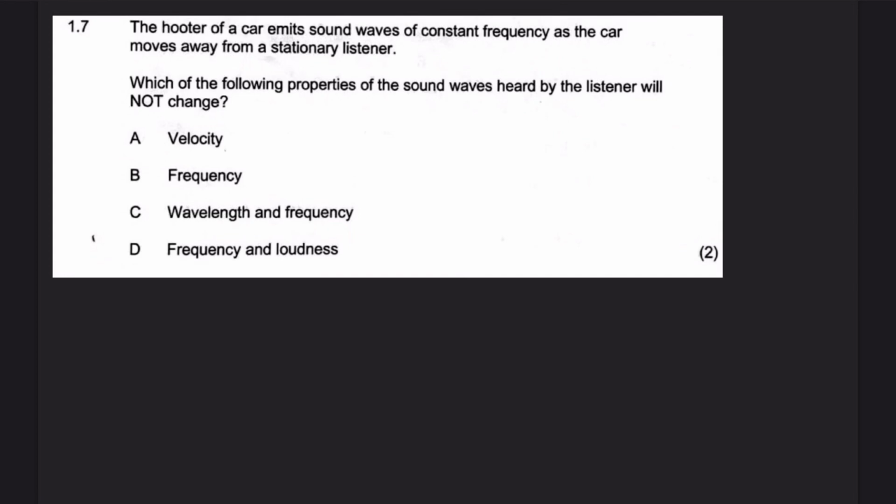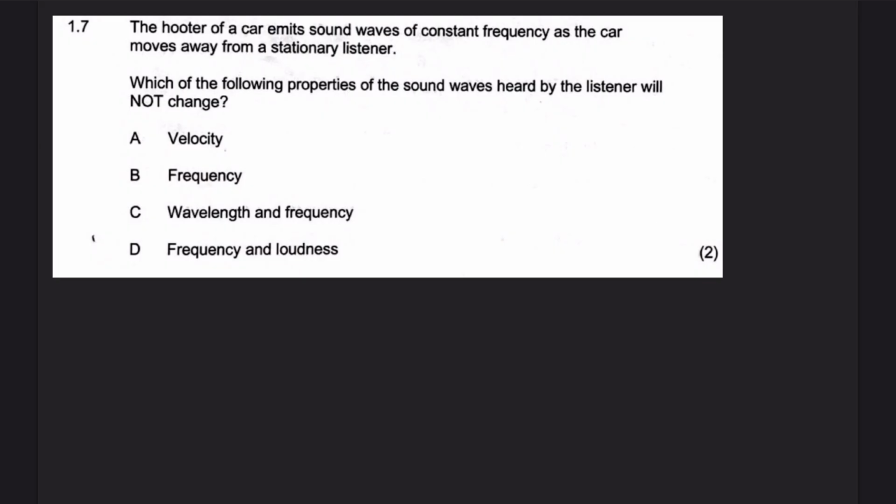Today we're going to be looking at the questions from the Doppler Effect from the KZN June 2023 paper. As always, if you'd like to give the questions a go, please pause the video. I'm going to go through the answers in 3, 2, 1.